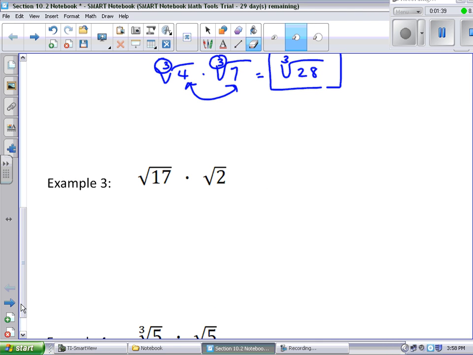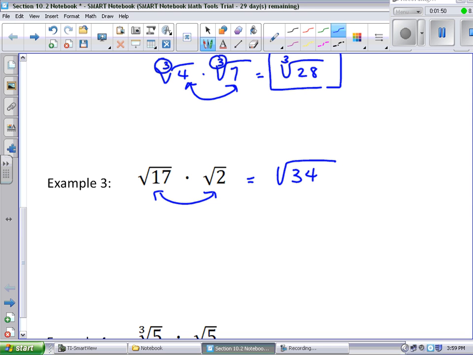Example 3, the square root of 17 times the square root of 2 would be the square root of 17 times 2, which is 34. The square root of 17 times the square root of 2 is the square root of 34.